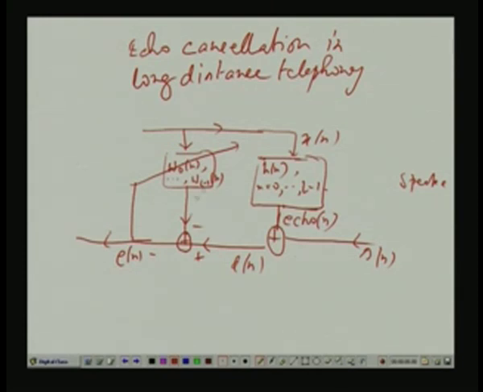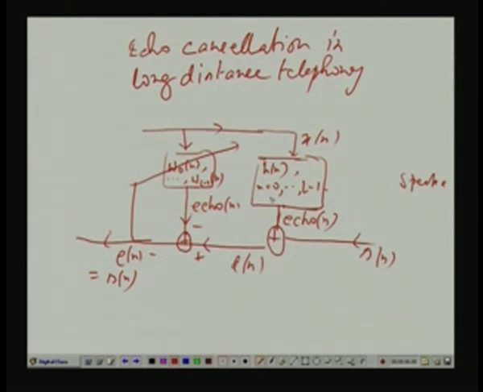In that case, the two outputs will be the same. If it generates echo[n], it also will generate echo[n], because the input is the same for both. So, if you take echo[n] and subtract from d[n], you once again get back e[n] equal to s[n]. So the s[n] goes out with no echo or very little echo. This is called echo cancellation.